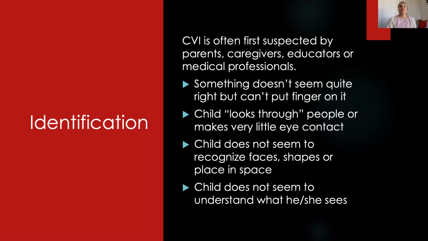So CVI is often first suspected by parents, caregivers, educators, or medical professionals. It's one of those things where something doesn't seem quite right, but you can't put your finger on it really. And maybe the child is looking kind of through people, is making very little eye contact. The child does not seem to recognize faces, maybe not recognizing shape, or maybe not understanding where they are in space. And the child does not seem to understand what he or she might be seeing. They're seeing something, but they don't know what it is.